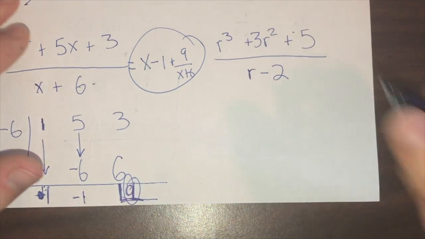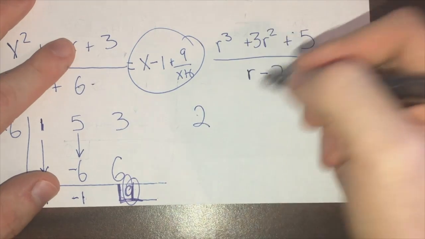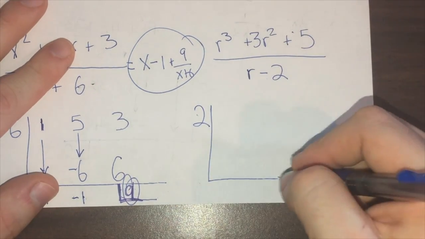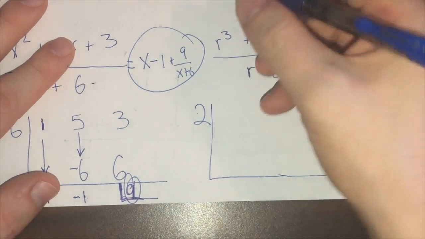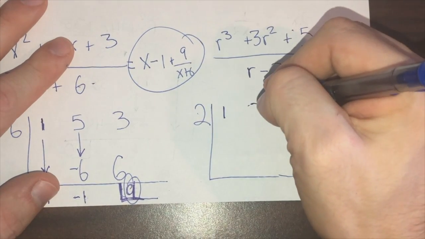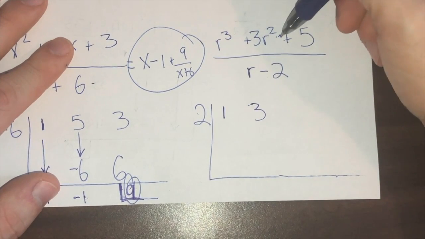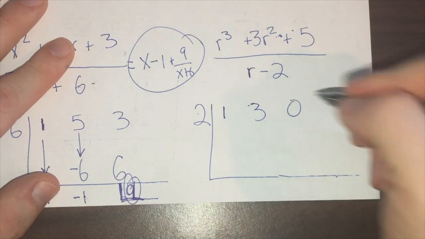All right, last one, let's get it. So we got r minus 2, drop in my 2, set up my bus. Ready: r cubed, 1 of them, r squared, 3 of them. Now wait a minute, remember what's missing? There's no r term.